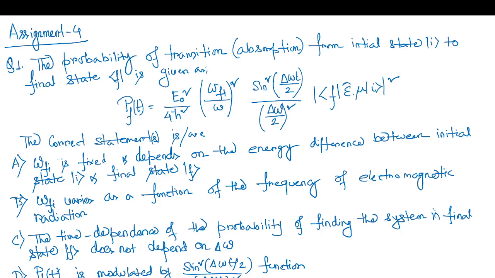So now if I look at the question, the correct answer is that omega_fi is fixed and depends upon the energy difference between the initial state and the final state. That is the correct option. Omega_fi as a function of the frequency of electromagnetic radiation is wrong. The time dependence of the probability of finding the system in the final state not depending on delta omega is also wrong. And we know this part is a modulation factor, so this is a correct option. So A and D are the correct options for question number 1.